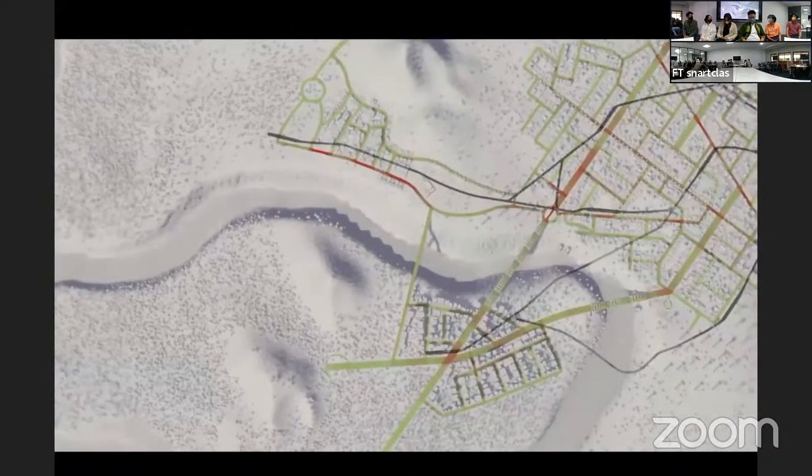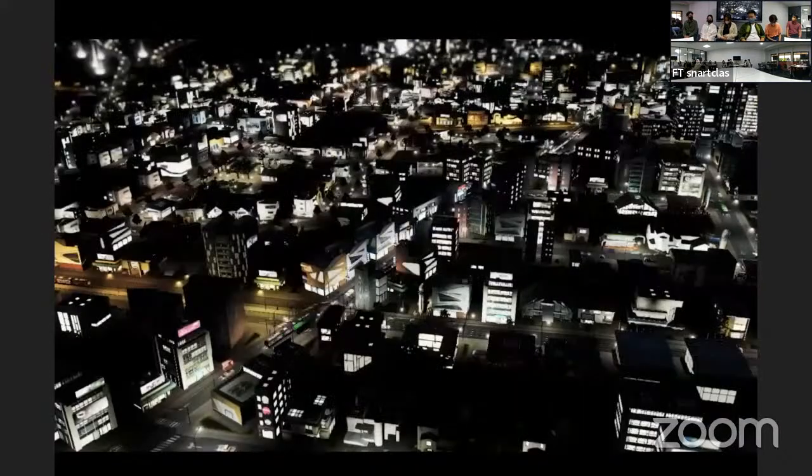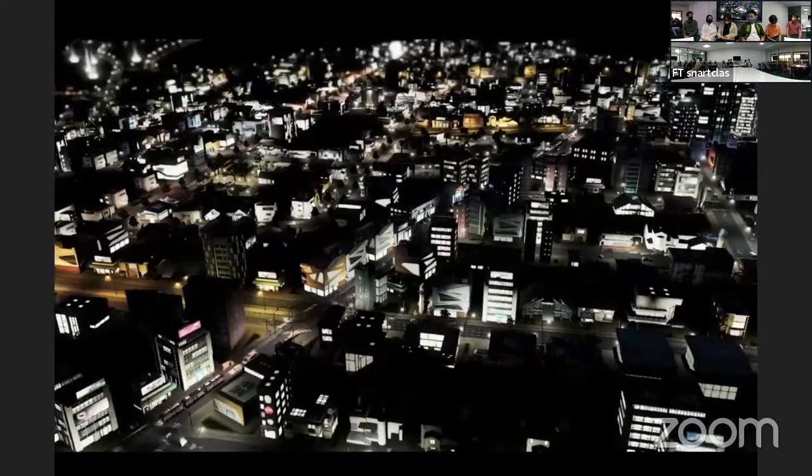With mixed zoning and hyperconnectivity, there is less traffic and it promotes walkability while reducing the use of motorized vehicles. And welcome to our city.